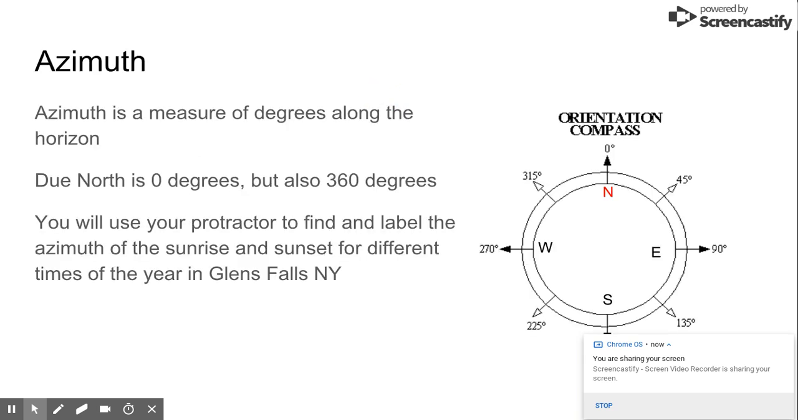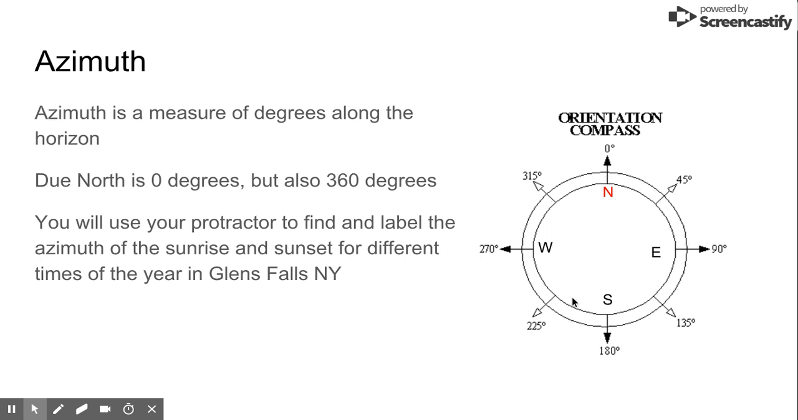So the first thing we need to do is get down this concept of azimuth. Azimuth is a degree on the horizon, starting in the north at 0 and moving east to 90, south to 180, west to 270, and then back at 360 again in north. So north can either be 360 or 0 depending on which way you're going, and anywhere in between.